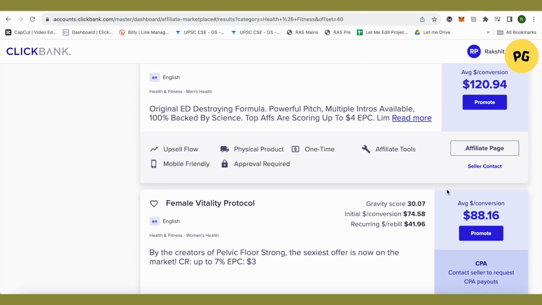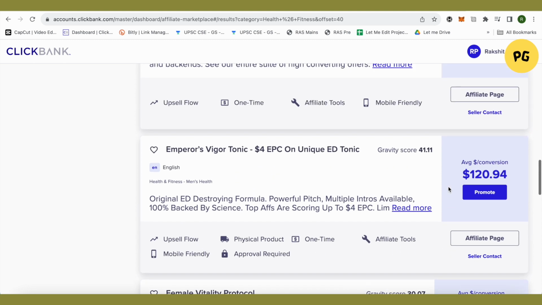So basically this gravity score shows you the popularity of a particular product and each unique sale that is being made by that particular product. So the higher the gravity score is, the higher the popularity of that particular product is. This is what it is all about.